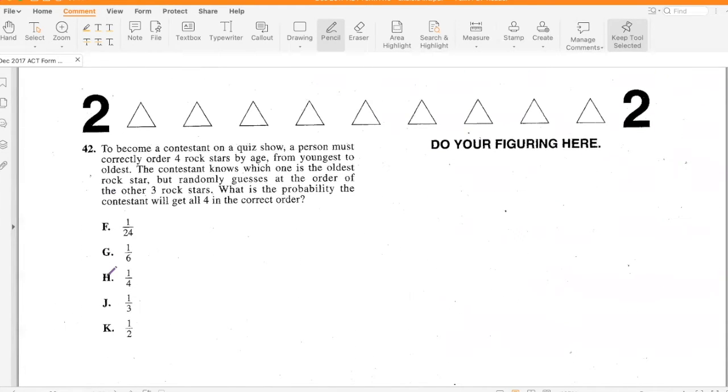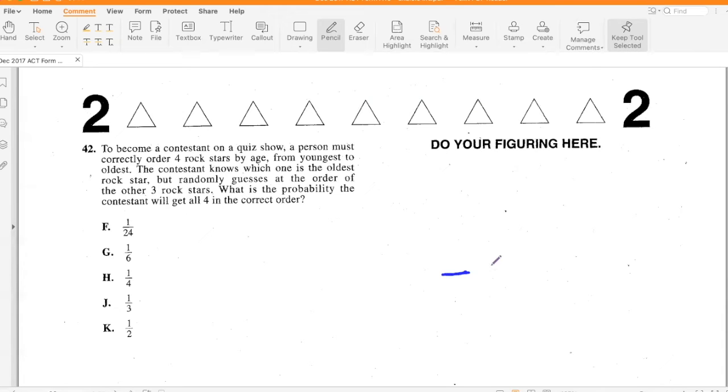To become a contestant on a quiz show, a person must correctly order 4 rock stars by age from youngest to oldest. The contestant knows which one is the oldest rock star, but randomly guesses at the order of the other 3 rock stars. What is the probability the contestant will get all 4 in the correct order?